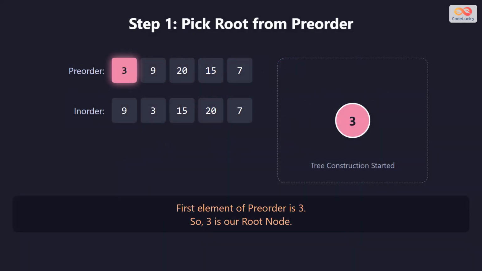Let's visualize the process. Step 1, we look at our preorder array. The first number is 3. We immediately create a node with the value 3. This is the start of our tree.